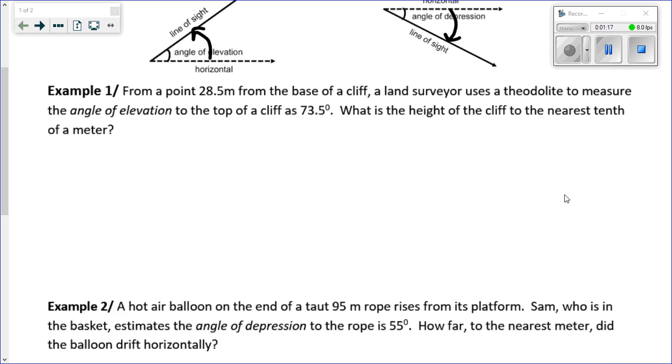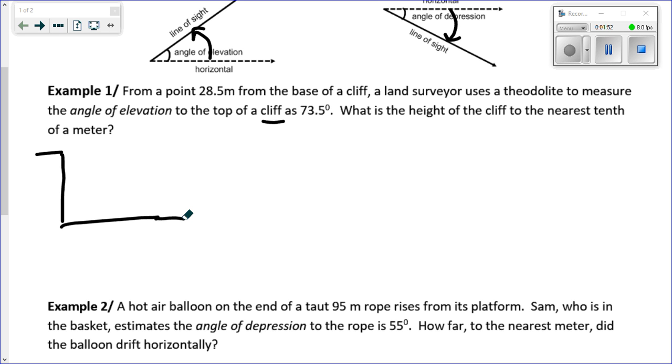So example 1. From a point 28.5 meters from the base of a cliff, a land surveyor uses a theodolite to measure the angle of elevation, 73.5. What is the height of the cliff to the nearest tenth of a meter? Now, if you're anything like me, all you heard was Charlie Brown's teacher in the background going wah, wah, wah, wah. So let's pick out some keywords. It's a cliff. Not Cliff Clavin, for those of you who know that show, but a cliff.